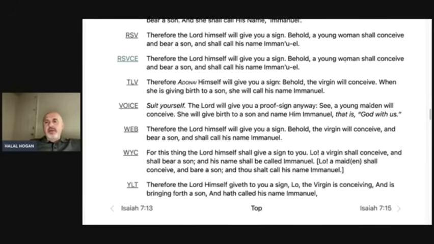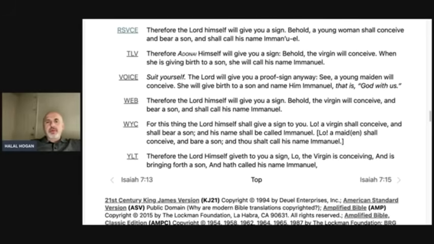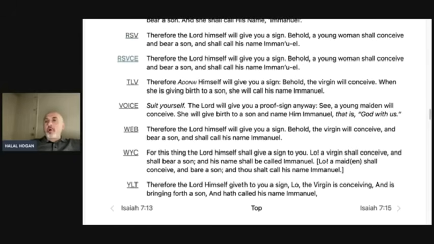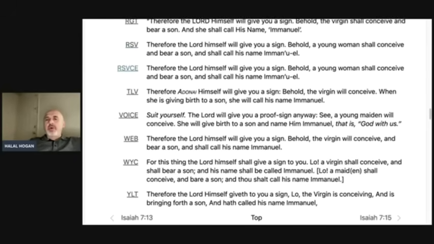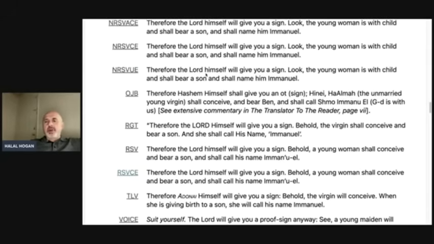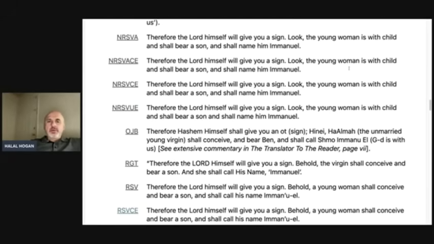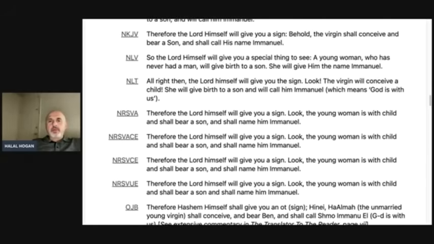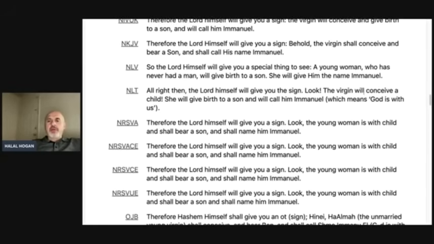Revised Standard Version, right? Young woman. Oh, but it's not only Revised Standard Version. Voice: a young maiden will conceive. Let's see how many translations, most of them done by professing Christians, be they evangelicals or Catholics. Okay. Revised Standard Version, bunch of liberals, young woman. All right, we'll forget that. New Life Version is still good because it says young woman who has never known a man. That's good.